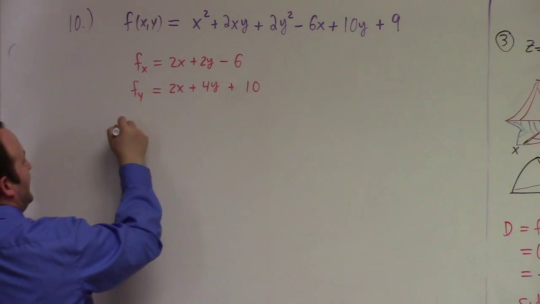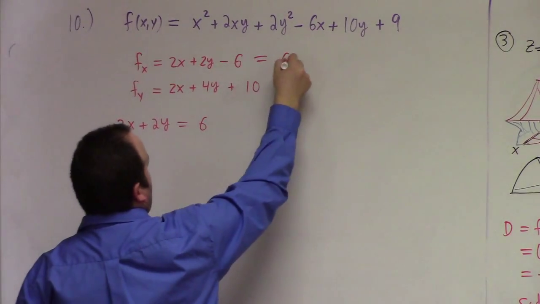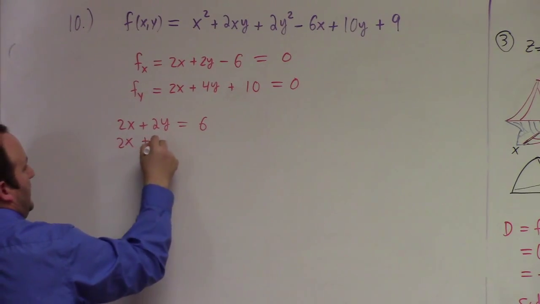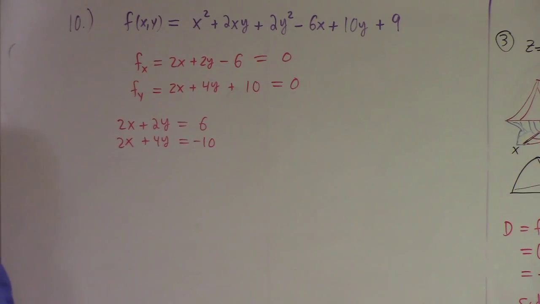Okay, so 2x plus 2y is equal to 6. So if I set this equal to 0, I have to solve the system of equations. 2x plus 4y is equal to minus 10, right? Two equations, two unknowns.